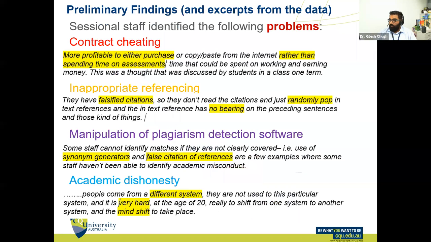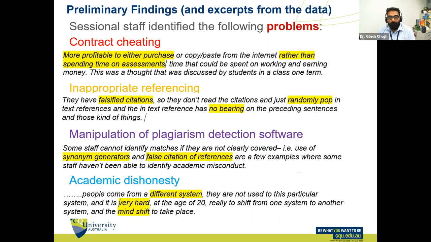So here are some preliminary findings, and I've said preliminary because the paper is almost done. We're just reviewing it before we submit. So this was qualitative research, as I've demonstrated in that previous slide. Sessional staff identified the following problems.